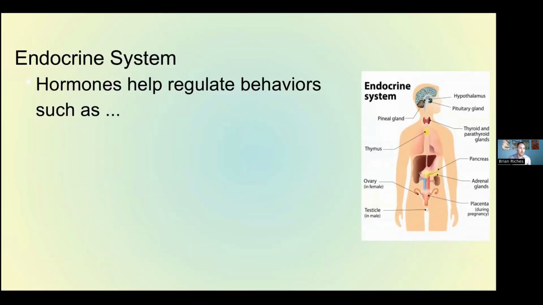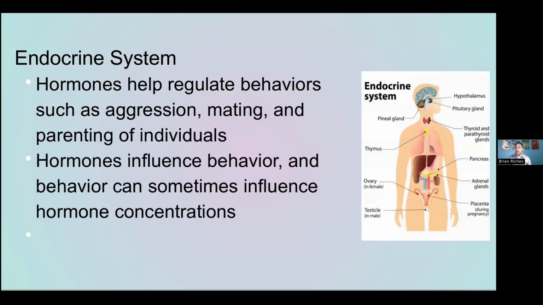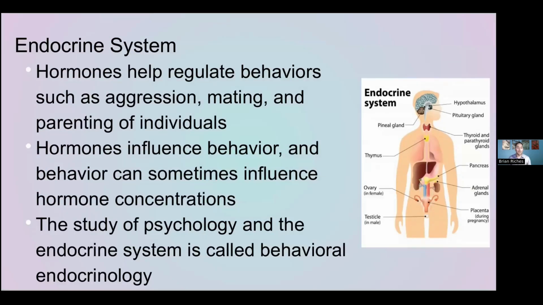And hormones in general regulate behaviors such as aggression. It's involved with mating, parenting. It's involved with behaviors, and your hormones can be influenced by your behaviors, and you can influence your hormones. So if you've ever been stressed and calmed yourself down, or gotten yourself more stressed out, your brain is affecting your hormones, and your hormones are affecting your brain. And so the study of psychology in the endocrine system is called behavioral endocrinology.